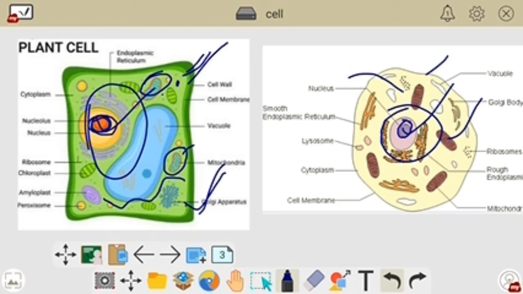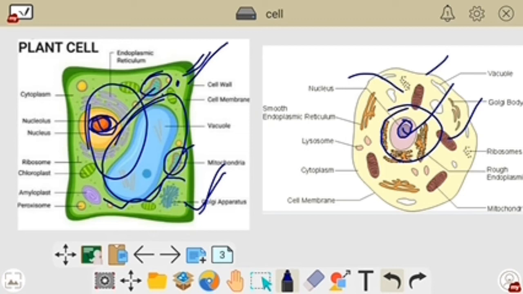A plant cell contains a cell wall, but an animal cell does not contain a cell wall. A plant cell has a large vacuole, whereas most animal cells do not contain a vacuole, but some of them have a vacuole, but in small size. Okay.